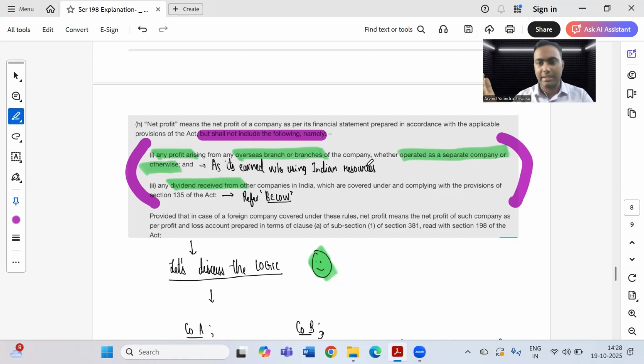Let's say ITC has a total net profit of 120. So this 20 should be reduced from the net profit. 120 minus 20 equals 100. So 100 should be the net profit that is considered for CSR purposes. I hope that is very clear.